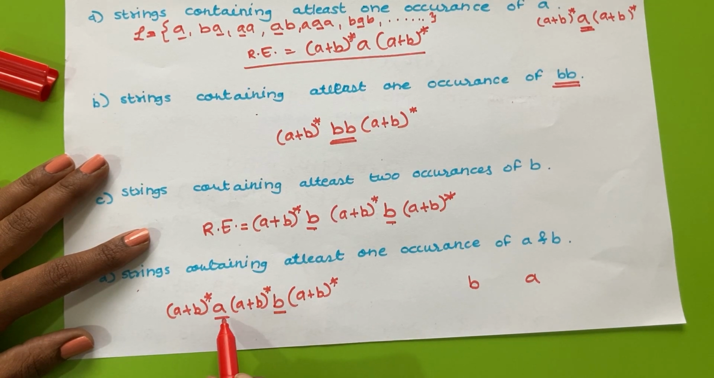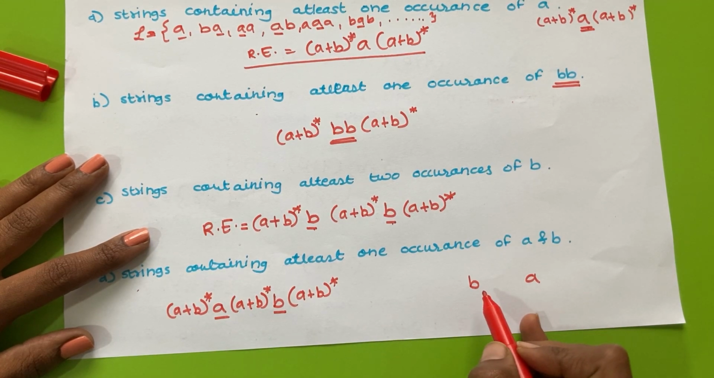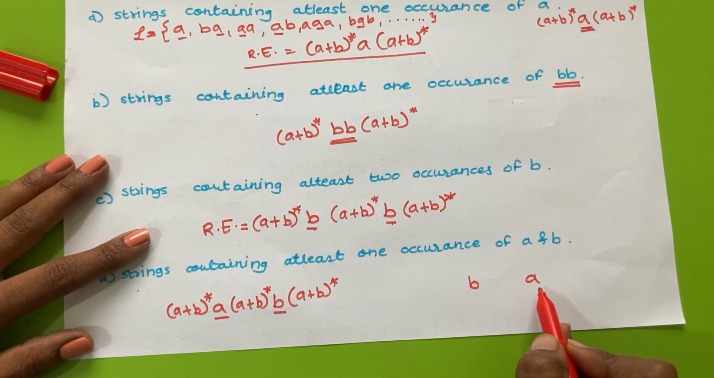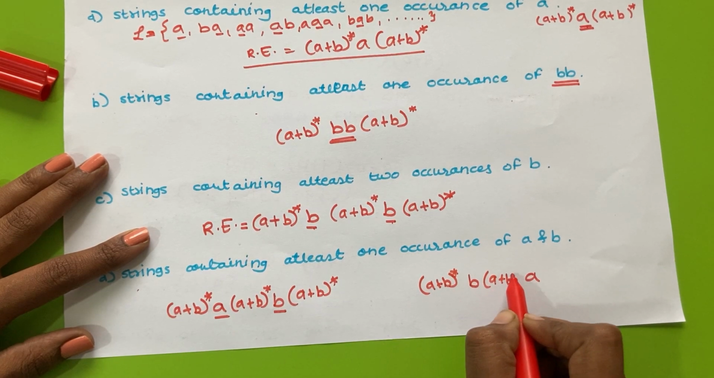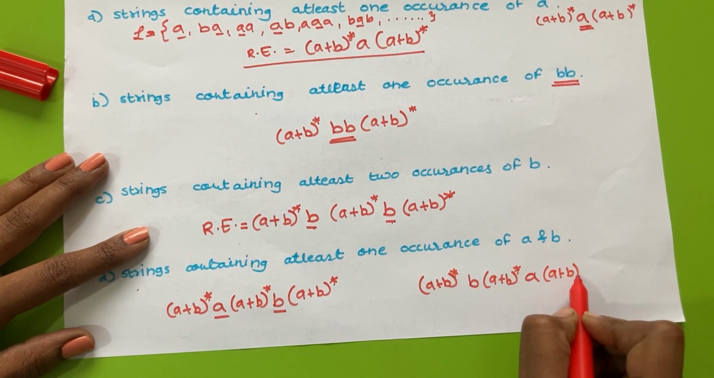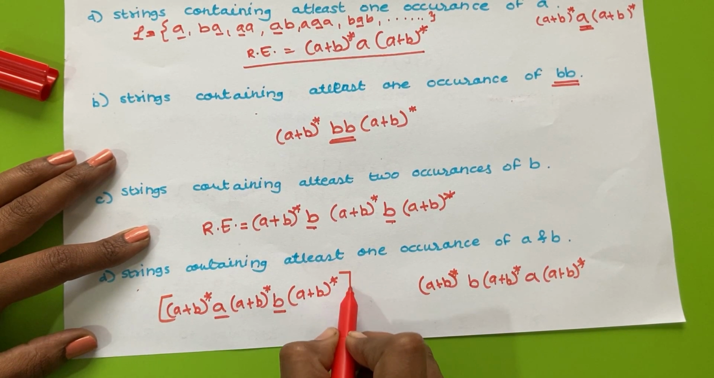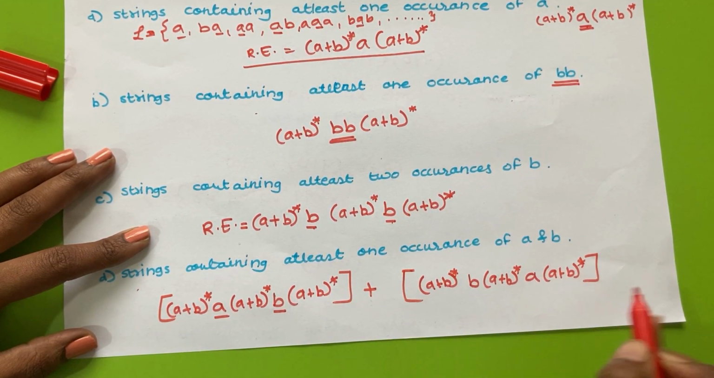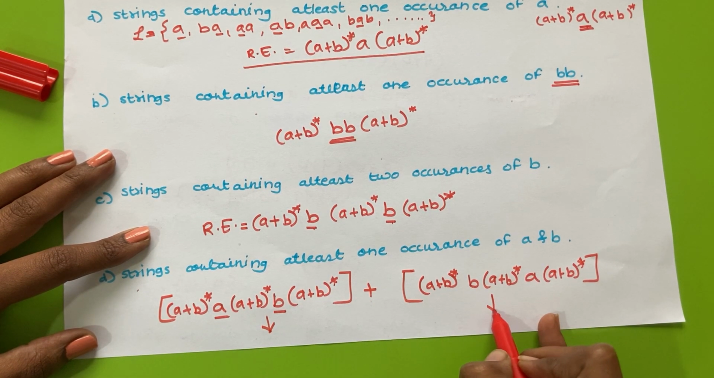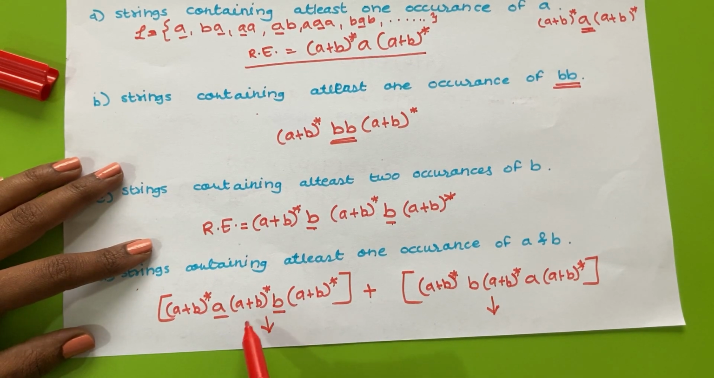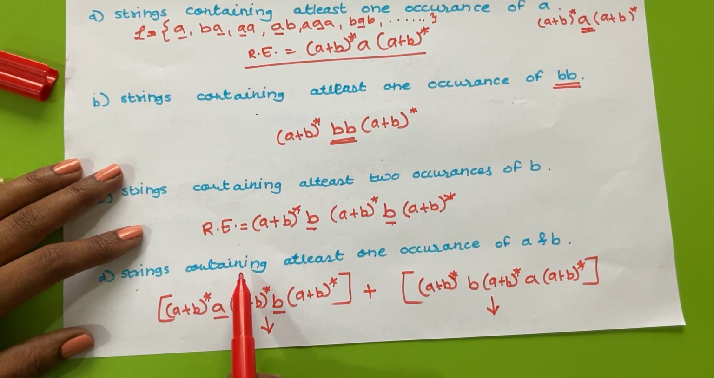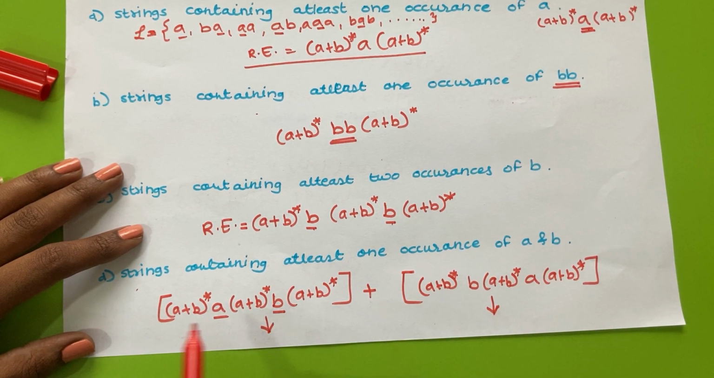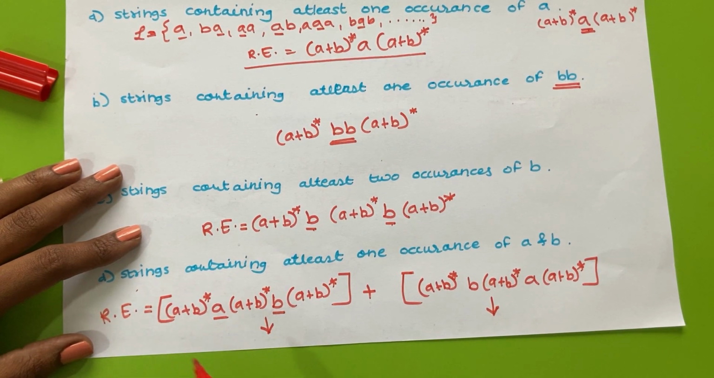Okay, here I have considered A first then B, but it can be possible that the strings can have first B and then A. Okay, so again I can write here (A+B)* B (A+B)* A (A+B)*. Okay, so this should be ORed to this bracket, means either this expression can be there or the other one can be there. So either of these two, one string should contain at least one occurrence of A and B. So this will be our final regular expression.